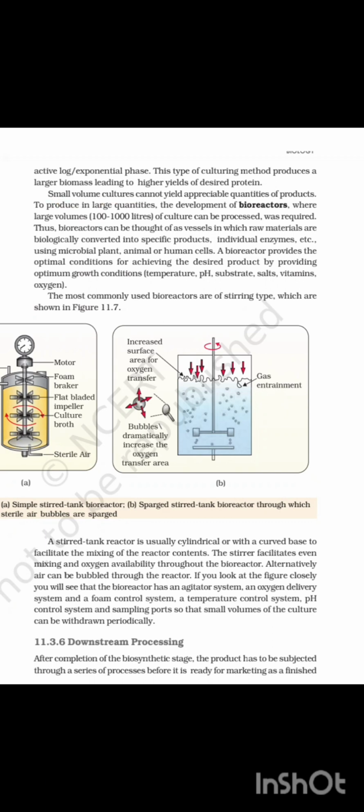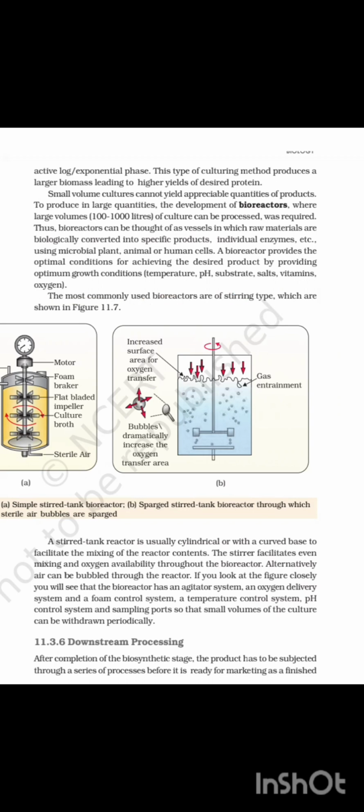Small volume cultures cannot yield appreciable quantities of product. To produce in large quantities, the development of bioreactors, where large volumes of 100 to 1000 liters of culture can be processed, was required. Thus, a bioreactor can be thought of as a vessel in which raw materials are biologically converted into specific products, individual enzymes, etc., using microbial, plant, animal, or human cells. A bioreactor provides the optimal conditions for achieving the desired product by providing optimum growth conditions: temperature, pH, substrate, salts, vitamins, and oxygen.